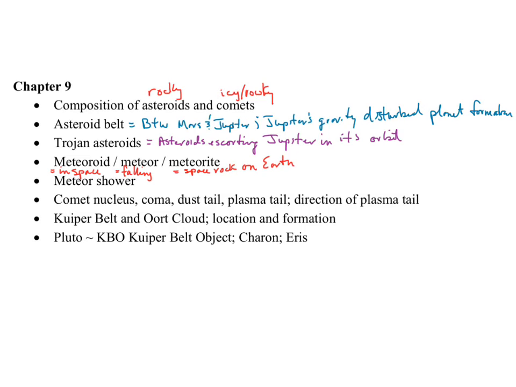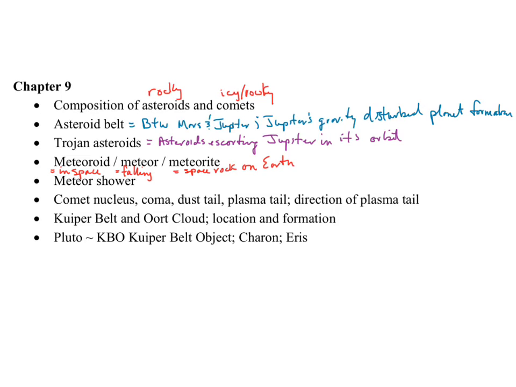A meteor is the light that is created as a space rock falls through Earth's atmosphere. So I put falling here. That's a meteor. And the meteorite is, if there's anything left of the space rock to pick up that lands on Earth, that's a meteorite.